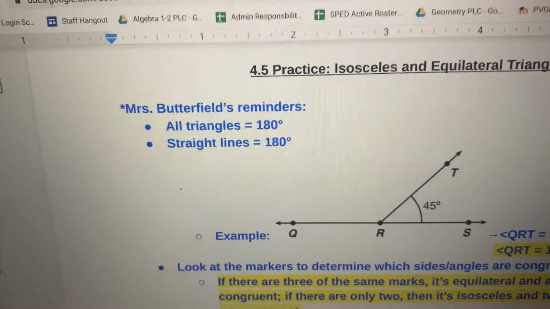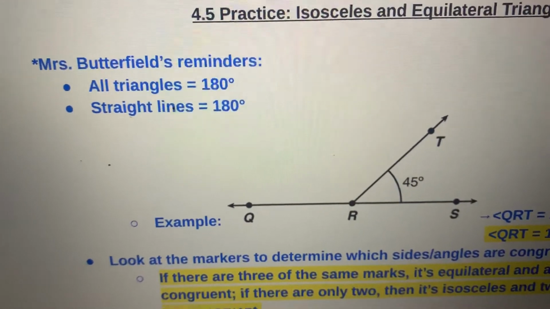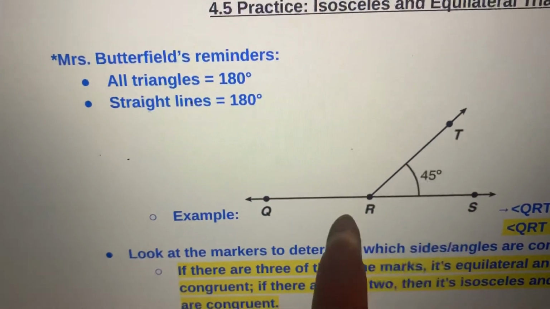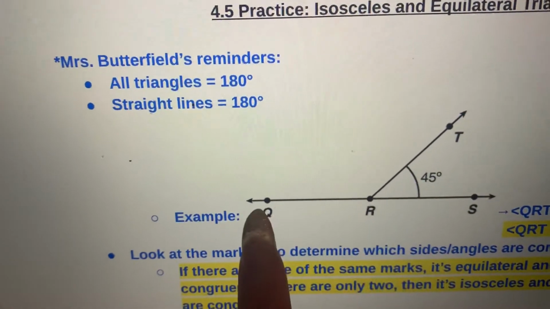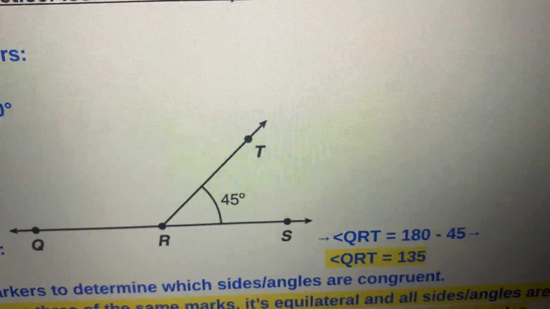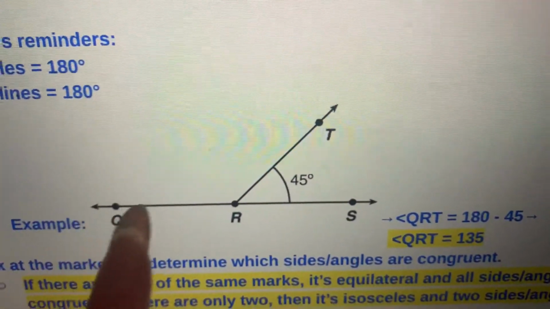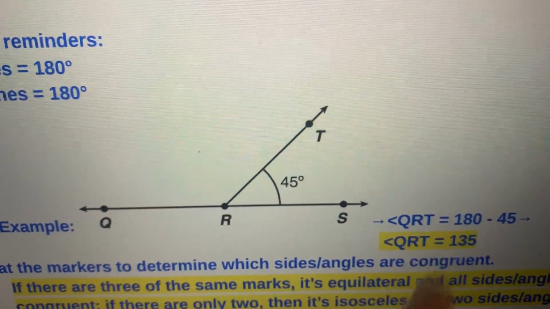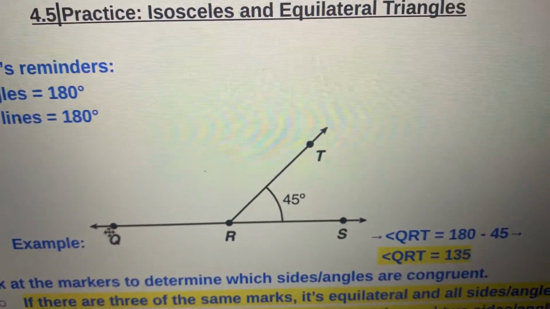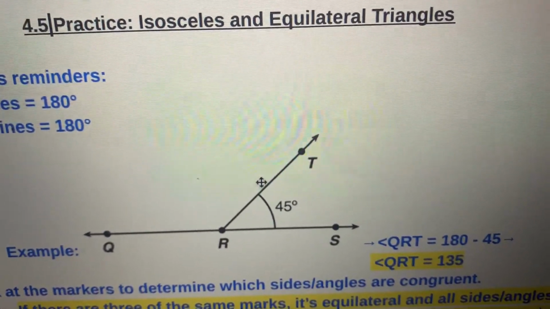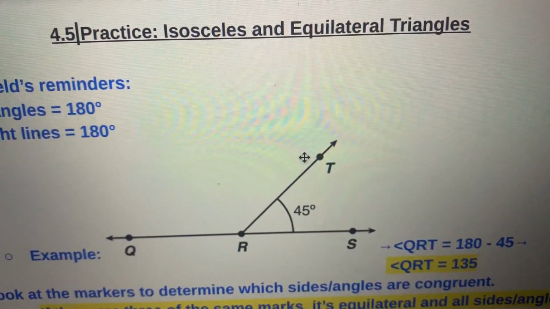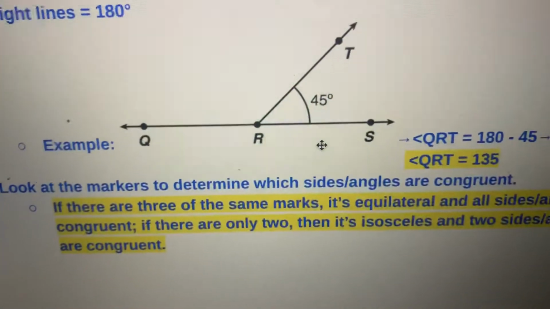So one way that you can think about that is this example here. If we want to know what the measure of QRT is, we know that TRS is 45. We know that QRS makes a straight line. So we would subtract 180 minus 45, and we would get the measure of QRT, and that would be 135, which makes sense because if we look at this angle, we know that that's an obtuse angle. It's pretty wide. So we know that 135 is going to make sense. It's going to be more than 90. So that's good to remember.